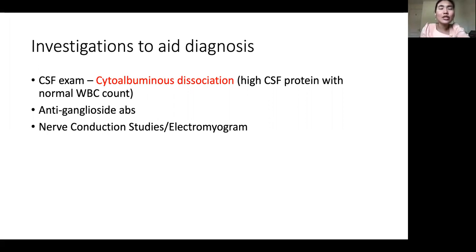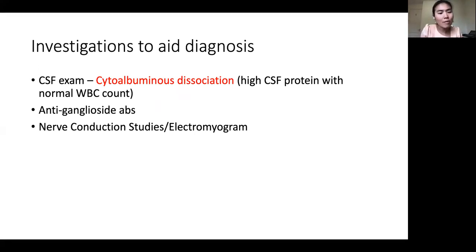I also mentioned before that your immune system attacks its own antigen. Gangliosides are a component of myelin, so antibodies to gangliosides can also be checked. It is not mandatory, but you can check if you have resources. It can also help predict prognosis by helping in categorizing the variant. And you can do nerve conduction study and electromyogram. It's essentially the study of the speed and the output from the nerve stimulation.